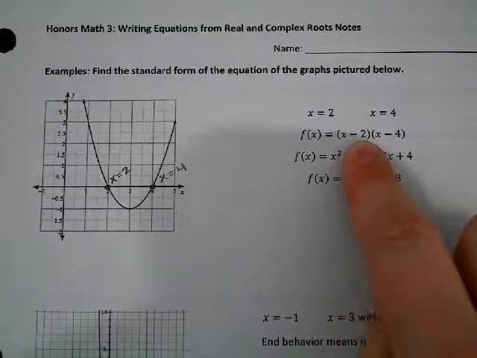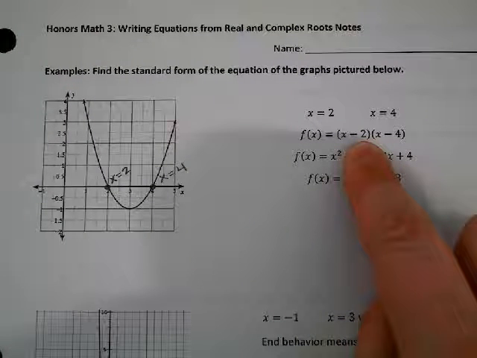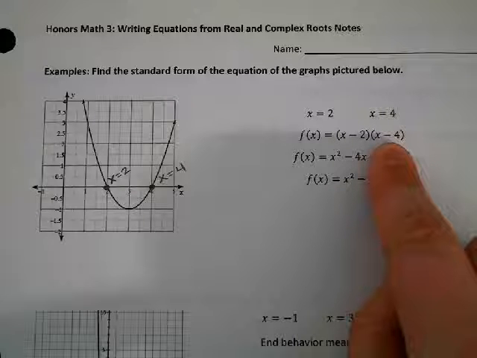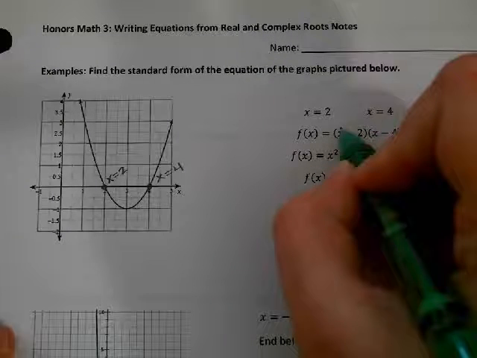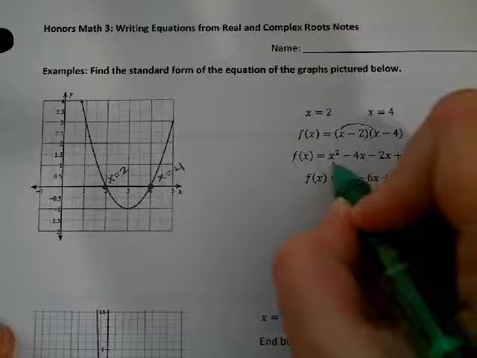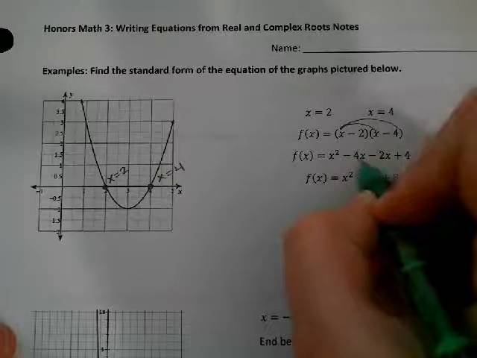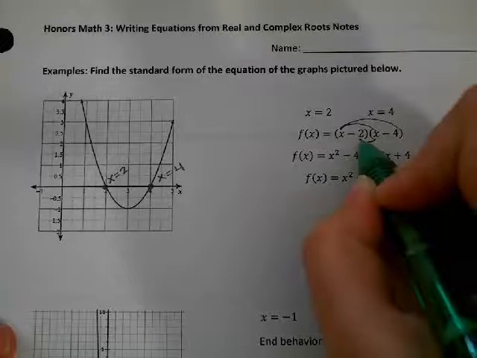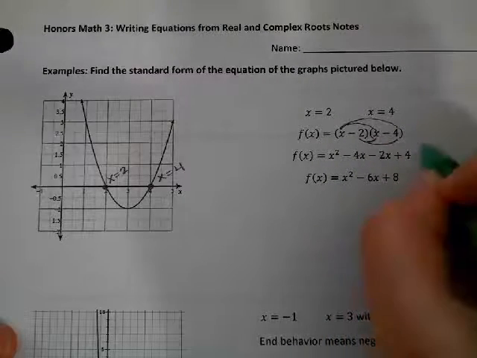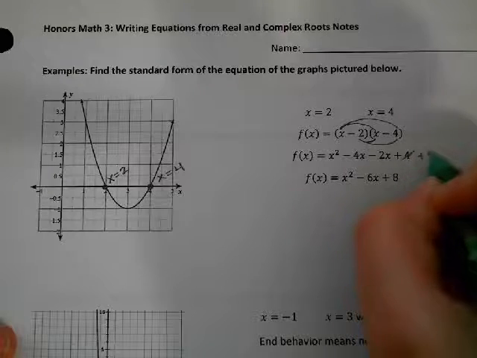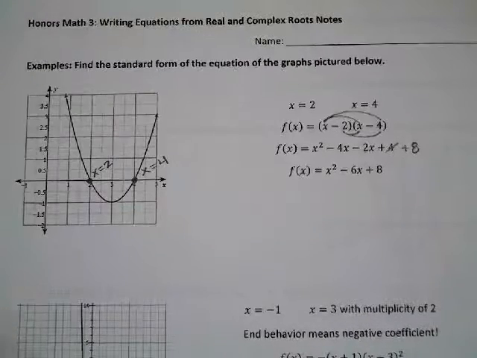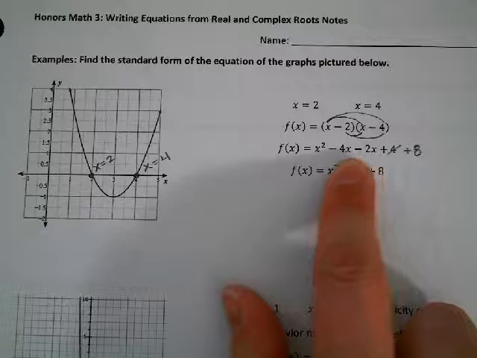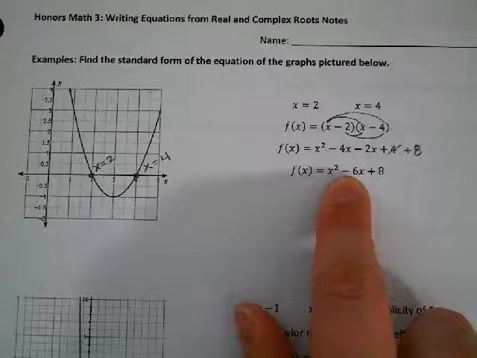And so then you would take those x-intercepts and write them in the factored form, which would be x minus 2, x minus 4. And then you would just go ahead and FOIL that. So you would do x times x is x squared. X times negative 4 is negative 4x. Negative 2 times x is negative 2x. And then negative 2 times negative 4, that's a typo, is positive 8. And then from there, you would just combine like terms. And so the negative 4x and the negative 2x gives you negative 6x.